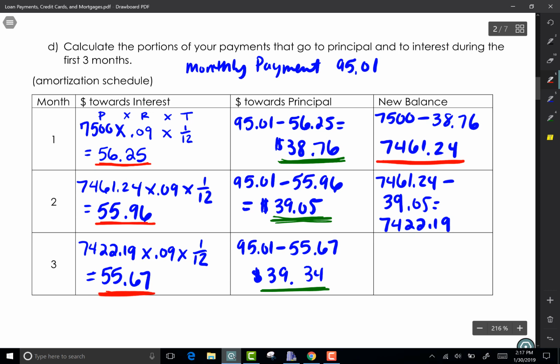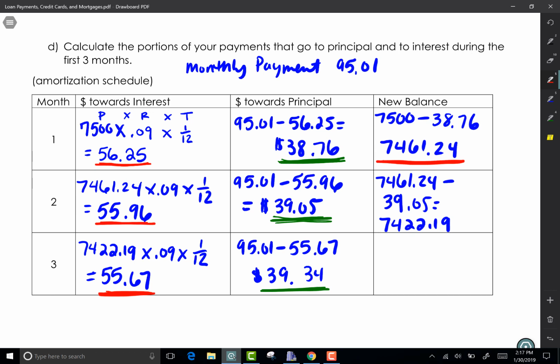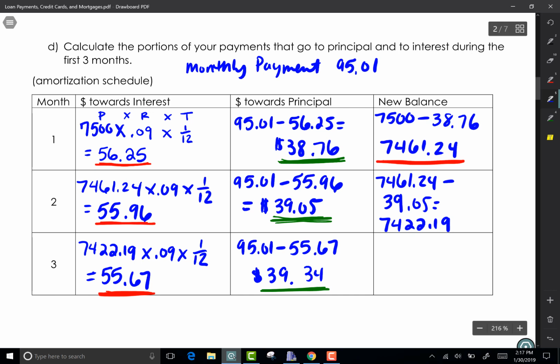So notice, again, this amount that we apply towards the balance went up, while my interest for the month went down. As we pay it off, the interest is going to decrease, and the amount that we pay towards the principal is going to increase. Okay, now to find our ending balance at the end of month 3, I take my new balance, which was 7422.19 from month 2, subtract off what we applied to the principal for this month, and we get a new balance of 7382.85.